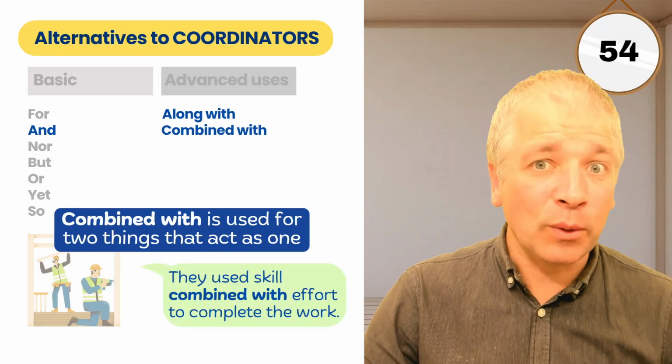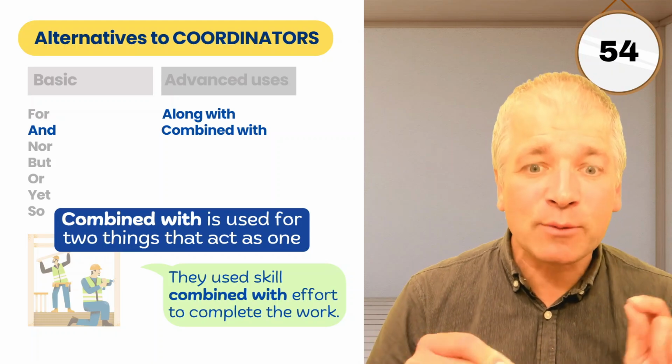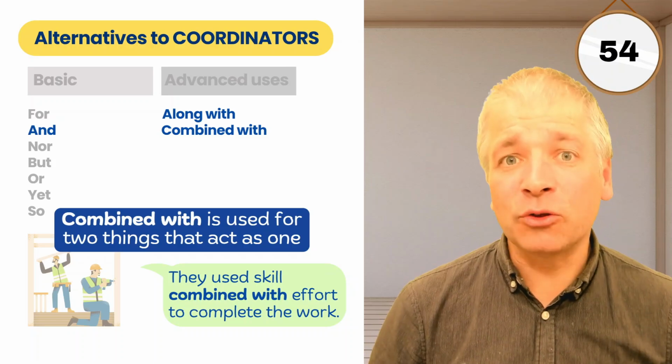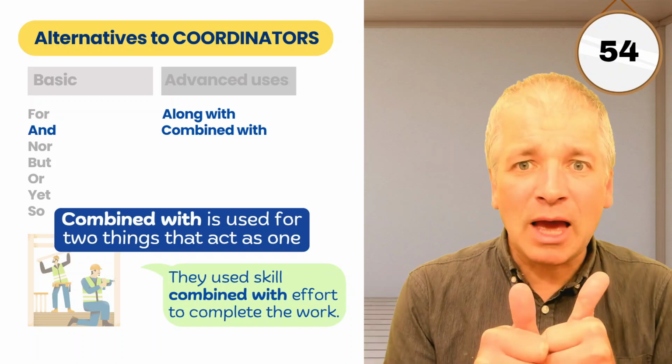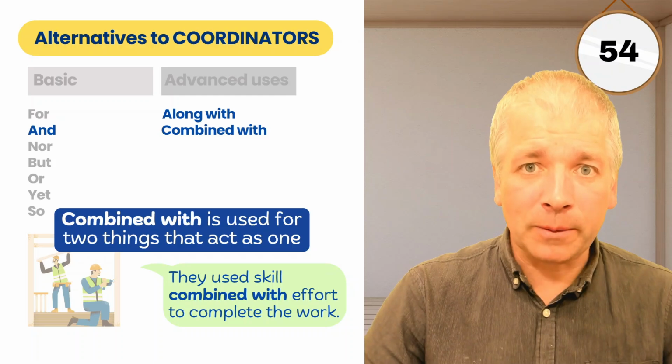Also combined with. Combined with is used for 2 things that act as one. They used skill combined with effort to complete the work. So there was skill, there was effort, put them together and you have the ability to complete the work.